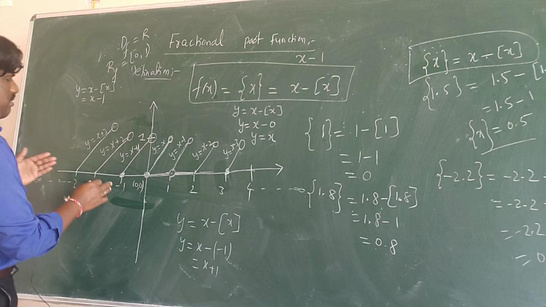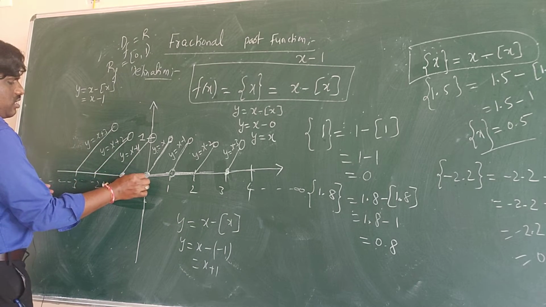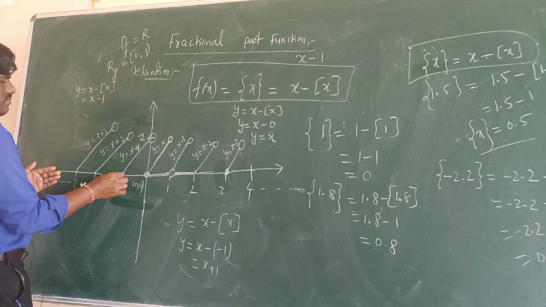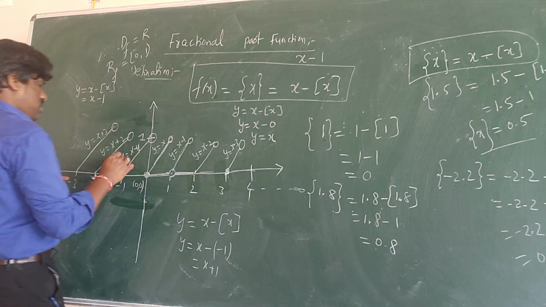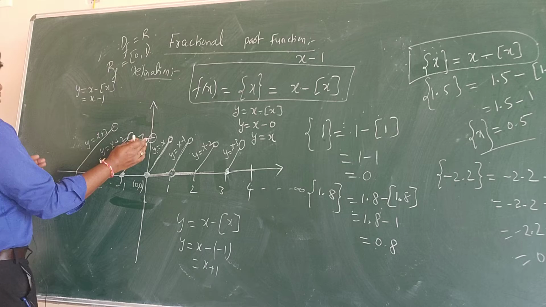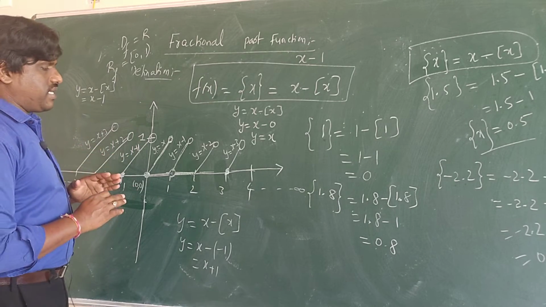The same way it comes here: from minus 1 to 0, the greatest integer is minus 1. If I substitute minus 1, minus into minus is plus, so you get y is equal to x plus 1. So the graph will look like this.